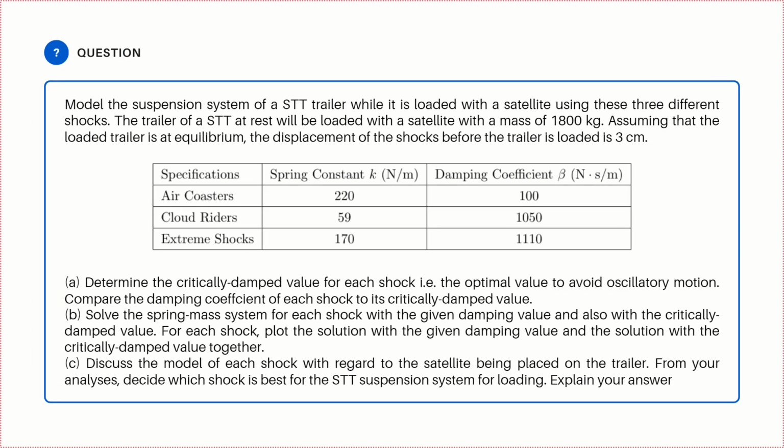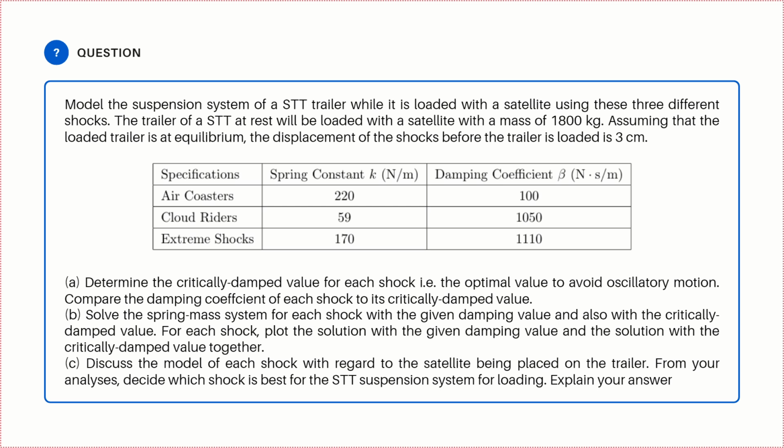The first question is, we are told to model the suspension system of an STT trailer while it is loaded with a satellite using three different shocks, which are the Air Coasters, Cloud Riders, and Extreme Shocks. The trailer of an STT at rest will be loaded with a satellite with a mass of 1800 kilograms. Assuming that the loaded trailer is at equilibrium, the displacement of the shocks before the trailer is loaded is 3 centimeters. So there are three objectives here.